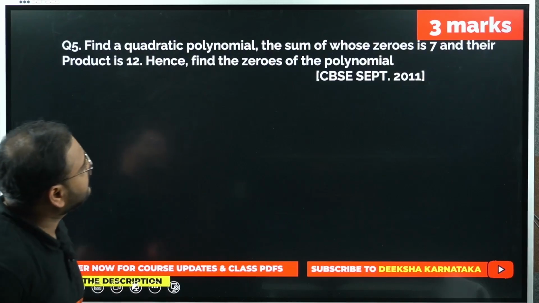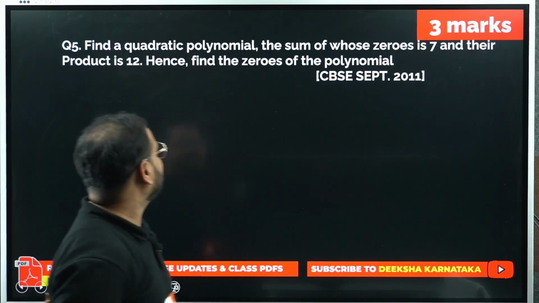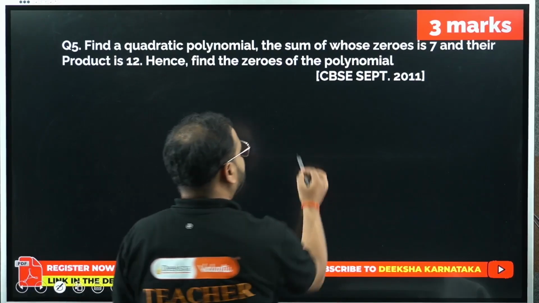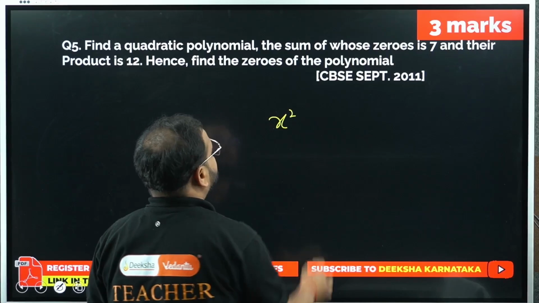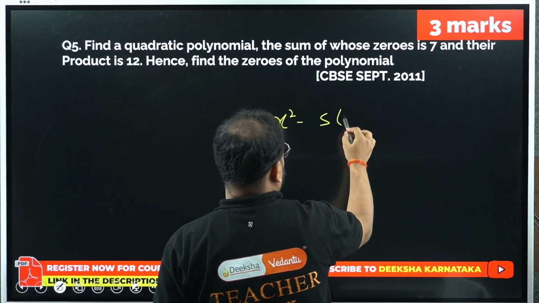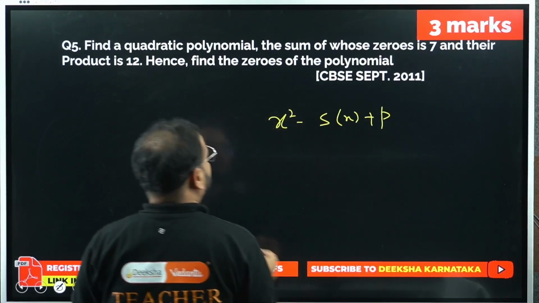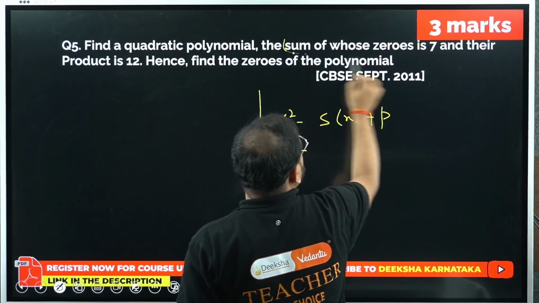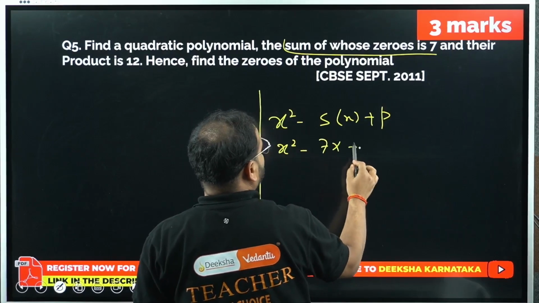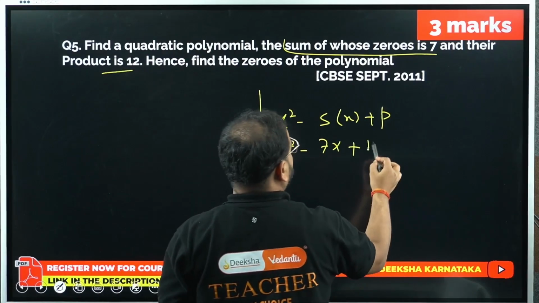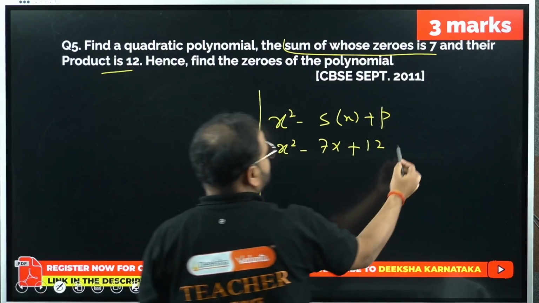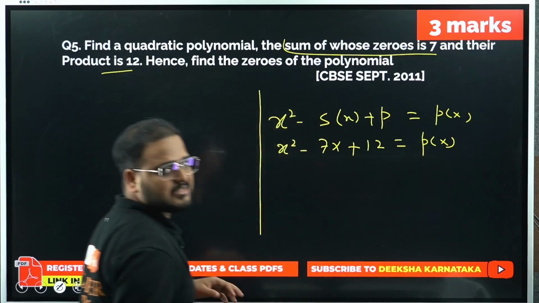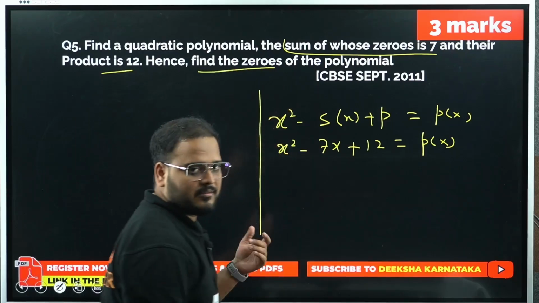Find a quadratic polynomial, the sum of whose zeros is 7 and their product is 12. I gave you the second condition, where the sum and product is given. What is the condition if you remember? X square minus sum times of x plus product. What's the sum? Sum is 7, so 7x, product is 12, so plus 12. Let's call this polynomial Px. Polynomial name is Px.